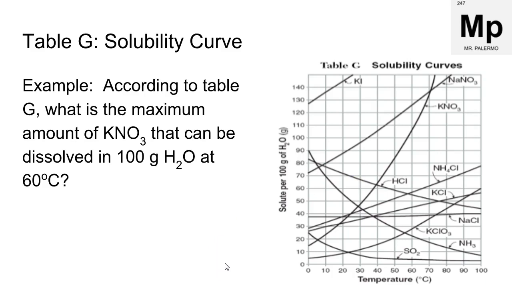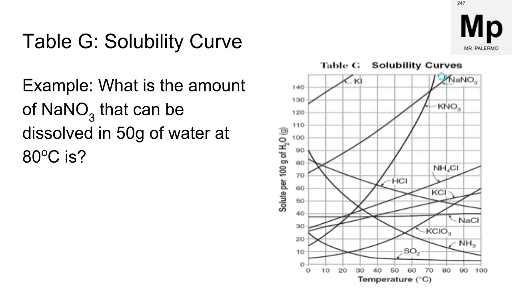Let's see another example. According to table G, what is the maximum amount of NaNO3 that can be dissolved in 100 grams of water at 60 degrees Celsius? So start off with 60 degrees Celsius. What's the maximum amount? That's going to be my saturated solution. So I'm going to go up to the line, NaNO3, and the maximum amount I could dissolve is approximately, let's say, 127. So I can dissolve 127 grams of sodium nitrate in 100 grams of water at 60 Celsius.